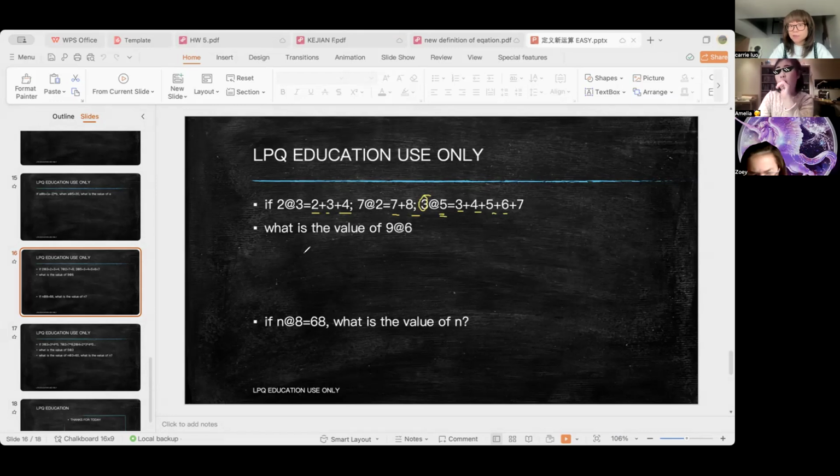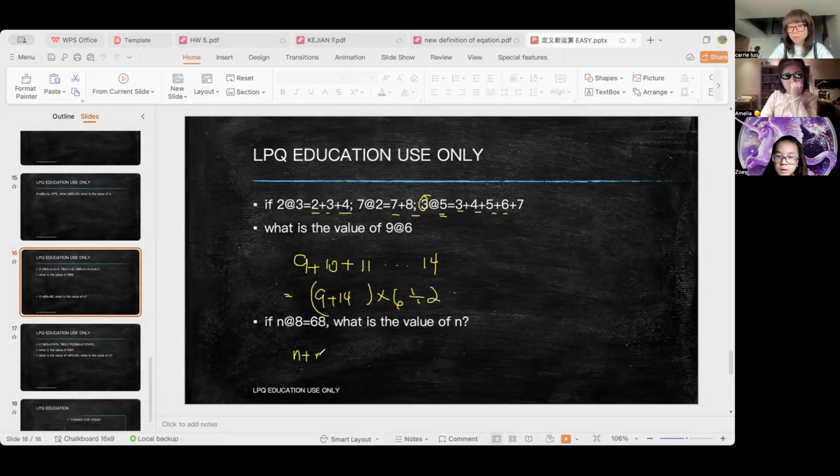Get it, Amelia? So this one is 9 plus 10 plus 11 plus all the way to what? 15. Sorry, 14. Yeah, that's what I said here. So 9 plus 14 times 6 divided by 2. Very easy. Okay, so next one is the same thing.